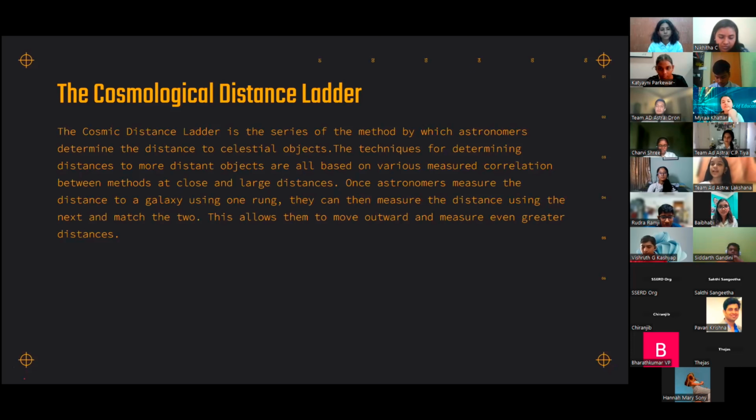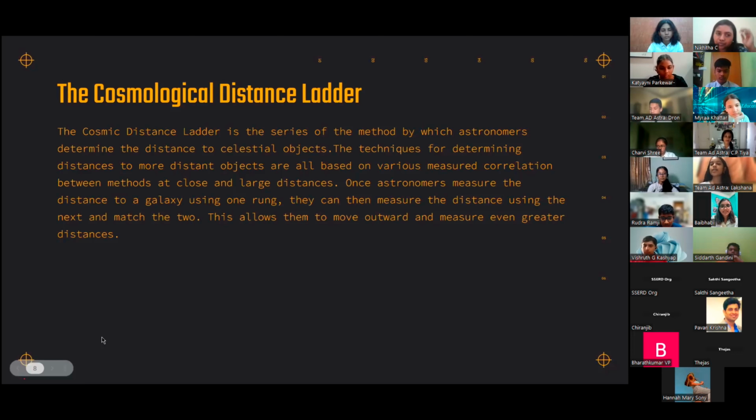The cosmic distance ladder, also known as the extragalactic distance scale, is the series of methods by which astronomers determine the distances of celestial objects. Distances within the solar system are known to extreme accuracy to date by a variety of methods, including the motions of planets, radar, and the timing of signals from interplanetary probes, which are nothing but satellites. The techniques for determining distances to more distant objects are all based on various measured correlations between the methods at close and large distances.